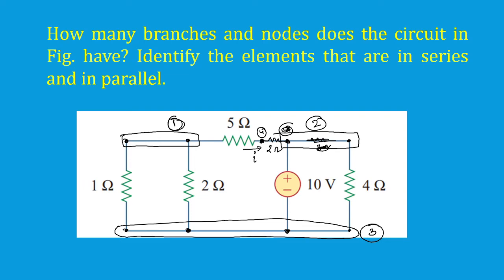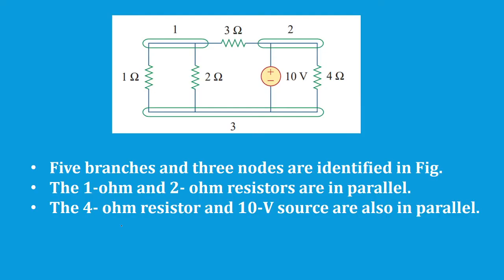Now, the solution for the above is 5 branches. Yes, we have calculated. And 3 nodes, yes, we have identified: node number 1, node number 2, node number 3. And the 1 ohm resistor and 2 ohm resistor are in parallel. And the 4 ohm resistor and 10 volt source are also in parallel.